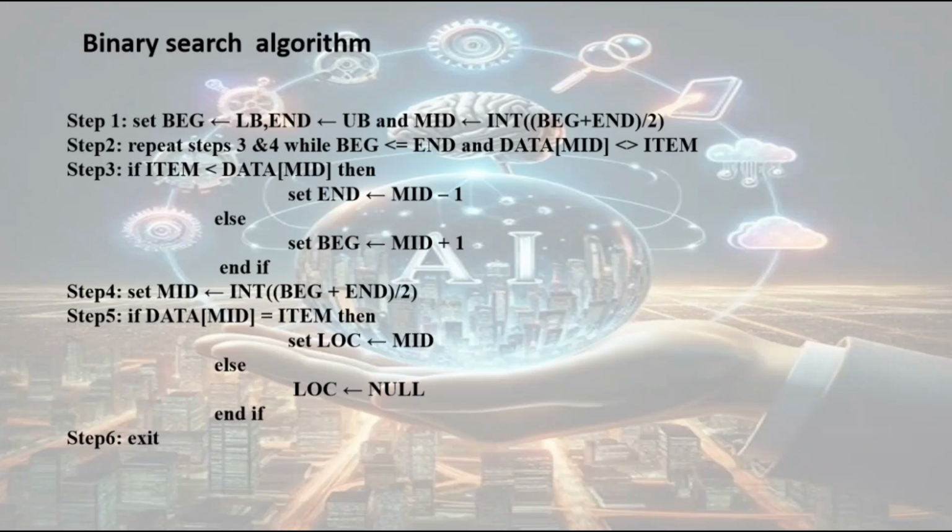In step 5, we will open another if statement with the condition as data of mid is equal to item. If it is true, the value of mid will be transferred to location. If the condition is false, the value of location will be null.